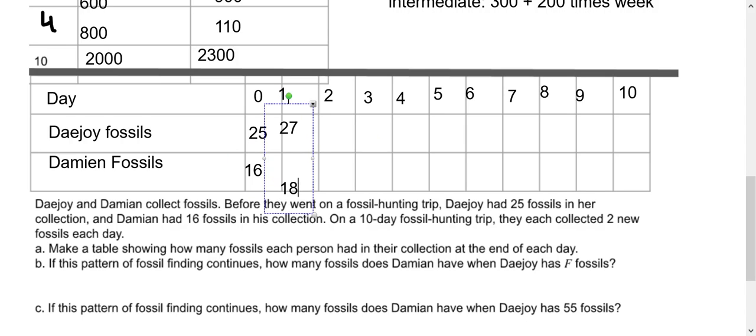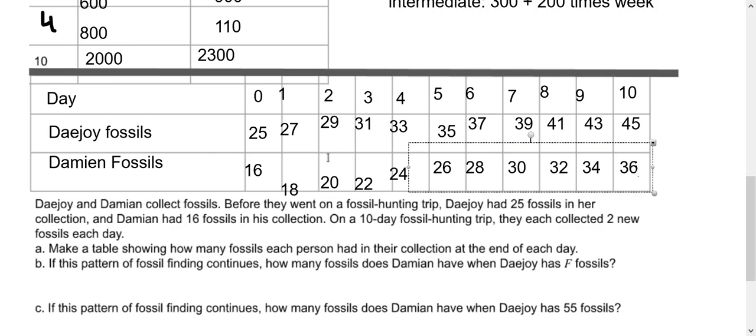My chart's not going to be perfect. I'm sorry about that. And then 29 and 20. And then 31 and 22. And then you just keep going. So I'm going to pause it and fill it out, and then you can pause and fill it out too. Okay, so now we have our table filled in.